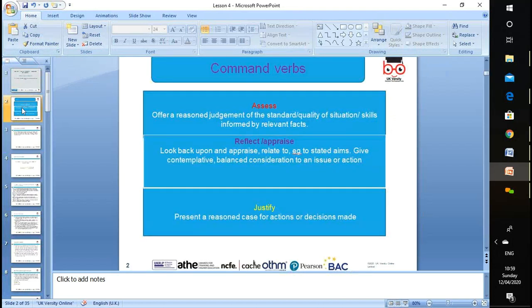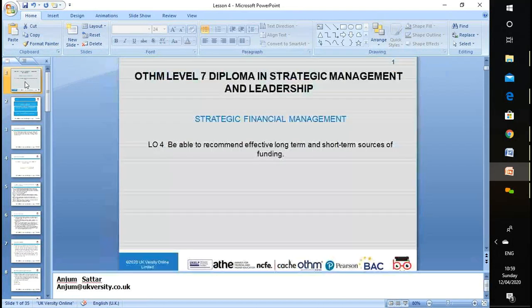So that was all for today's lesson on sources of funding, where we discussed different internal, external, short term, long term, and working capital sources, and we discussed the base rate, the interest rate, and on what basis we can make a decision and which source of finance to go with.